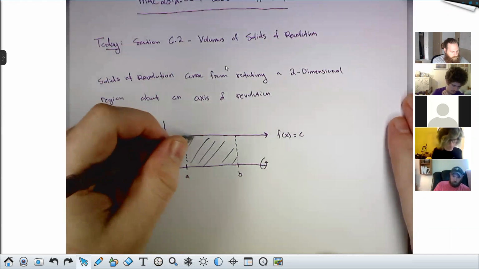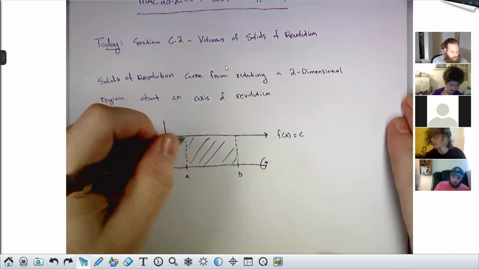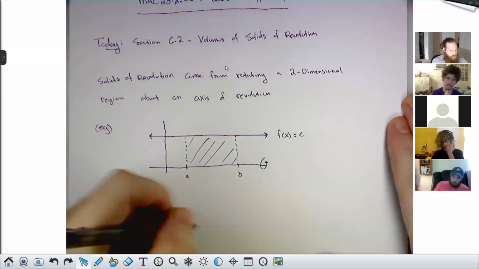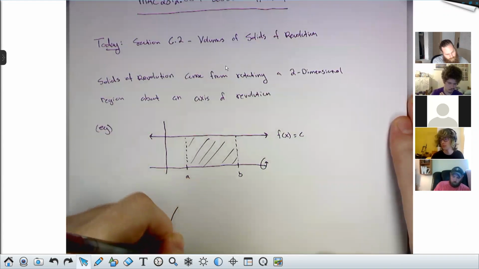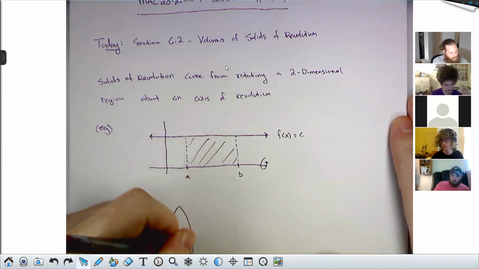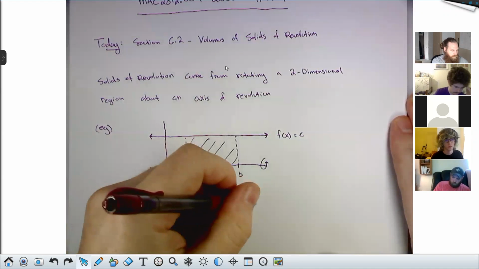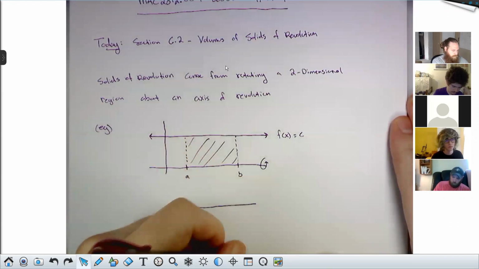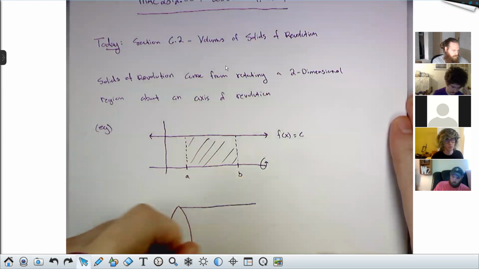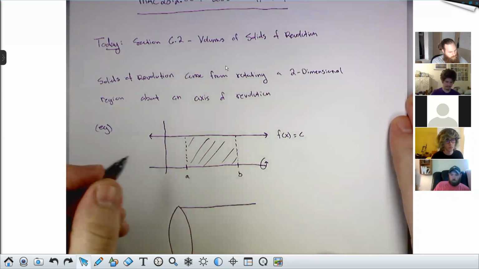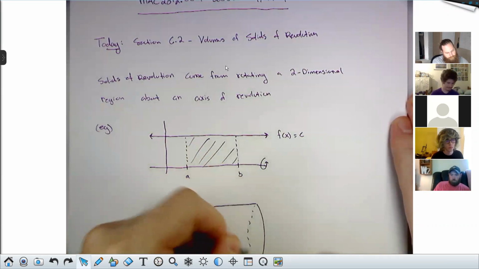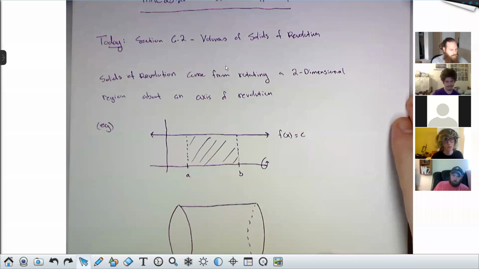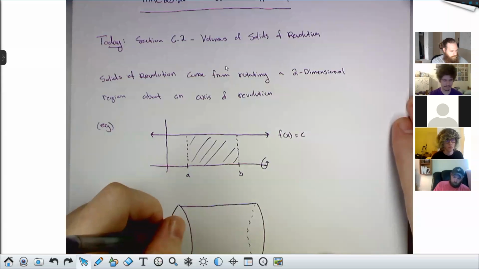I'll do my best to draw it here. My art is not great. Maybe I'll draw it down here. Thinking of that being like that, and this would be like that. This would be like that. And here is my x-axis.